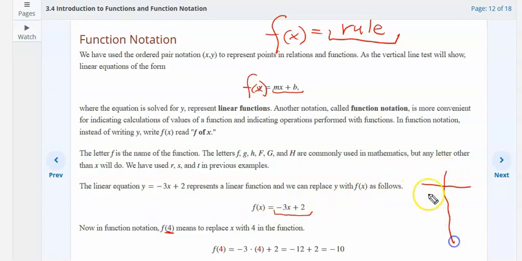So we could still use our old friend the t-chart here. x, and this is f of x, which we said was y. And we want our x to be 4. So negative 3 times 4 is negative 12, plus 2 gives us negative 10. Again, we did things like this earlier, but often this is what they're asking you to do. And let me mention that the f can also be replaced with other letters as well. g, h are some other common ones, but this is function notation.